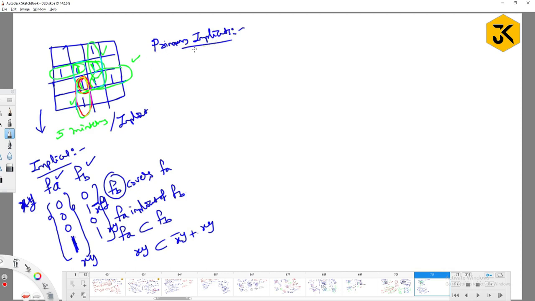Prime implicants means which should not be a subpart of another implicant. This should not be a subpart of another implicant, right? If you take an implicant that is not a subpart of another implicant, I can call it a primary implicant. Are there any non-primary implicants? What is the meaning of primary implicant?